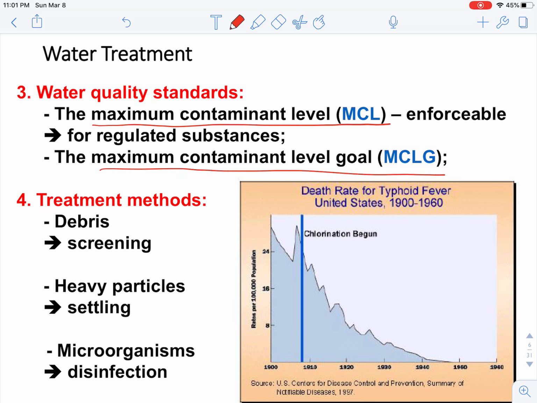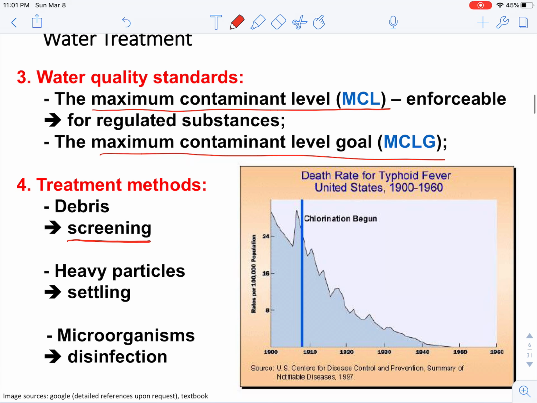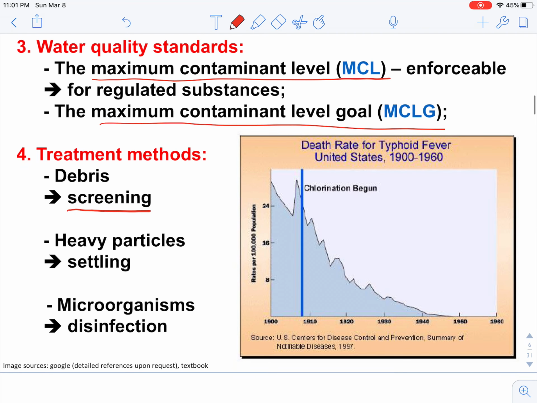There can be some algae, right? So we want to get rid of these species or these larger particles before they enter the water treatment facility. So basically, for these debris, we'll use the screening method to remove these larger objects. And there also can be some heavy particles, for example, just the soil particles or the sand.